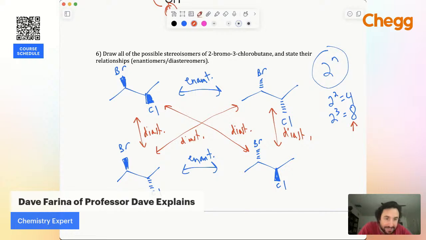Sammy Douglas says, but aren't some of those the same? No, these are all different. These are all different isomers. Once again, if there are 2 chiral centers, there will be 4 stereoisomers. Those are the 4 stereoisomers.